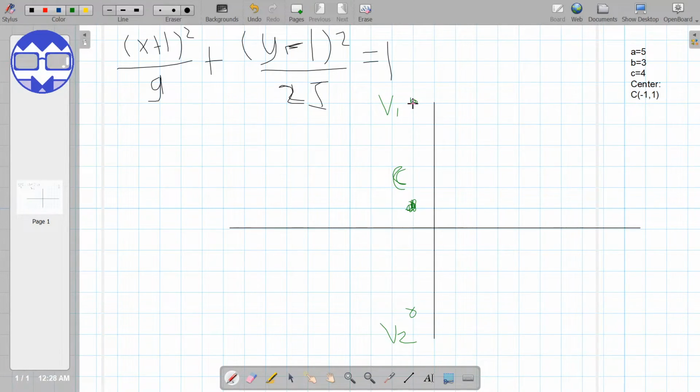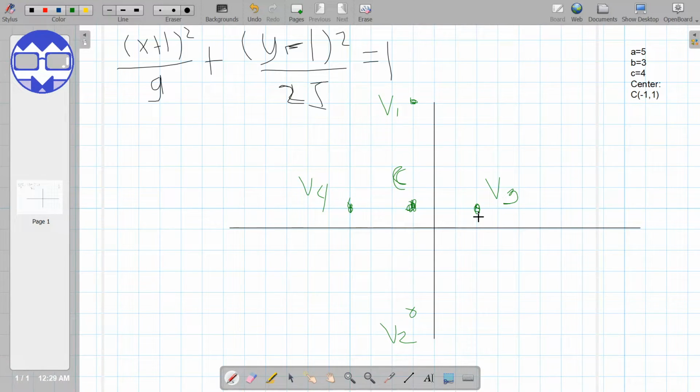That will be our major axis, the line segment going through the center. For the minor axis, it's left and right, again starting from the center. So it's 3, plus 3 and minus 3, going to the left and to the right by 3. Going right: 1, 2, 3. This is V3, and V4 would be 1, 2, 3 to the left. This is V4.